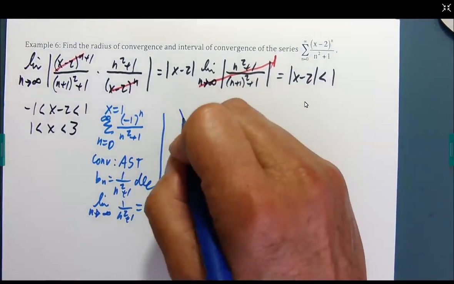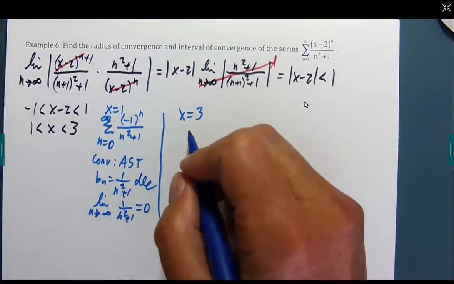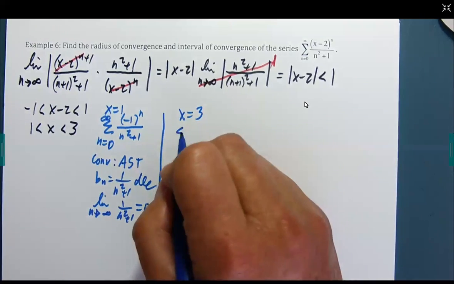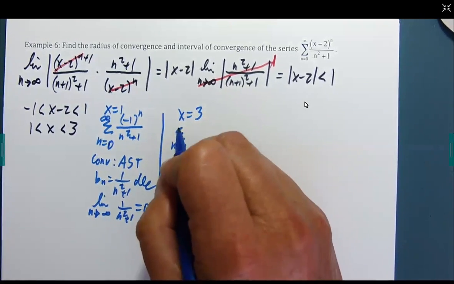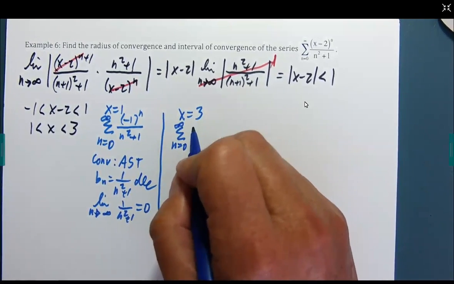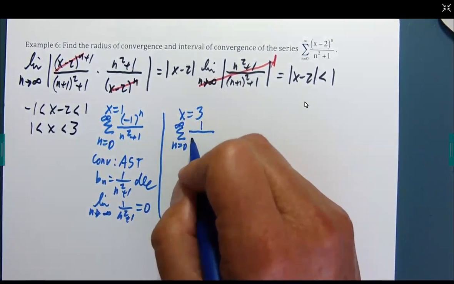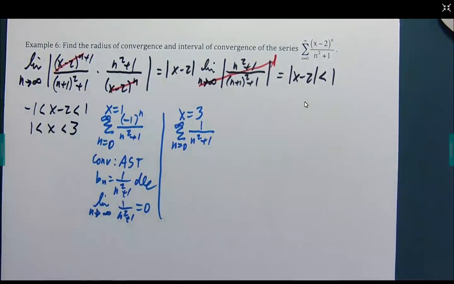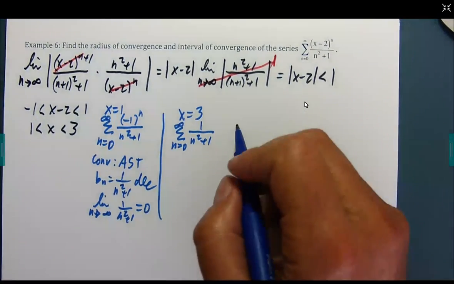However, at x equals 3, we might include it as well. I say however like I know. 3 minus 2 is 1. 1 to the n is just 1. And this gives us 1 to the n, which again is just 1, over n squared plus 1. All right, a couple of ways we can go with this one. We could do the integral test. You can see that integral goes to inverse tangent, but I'm going to compare it.